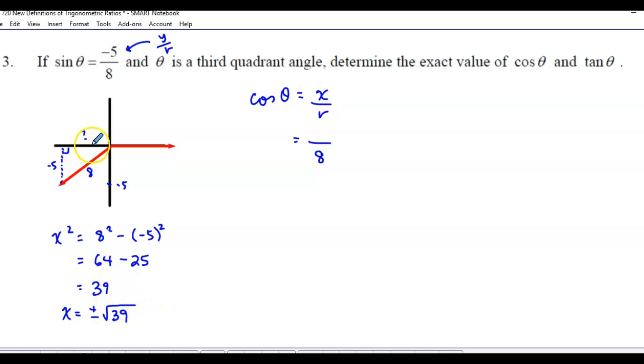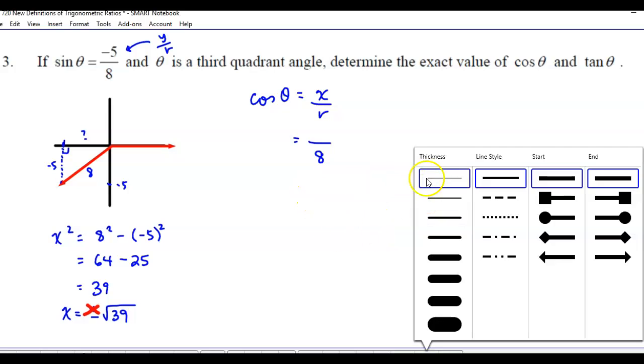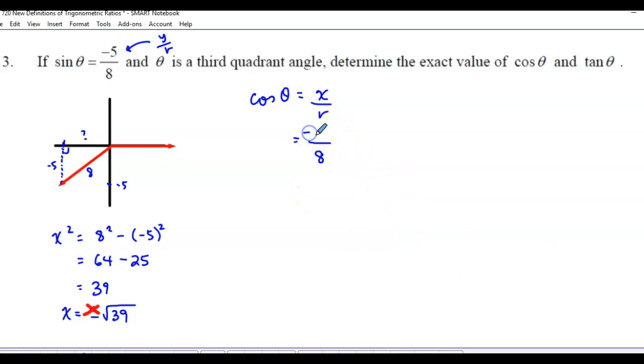Now, this x is actually, we don't really care about the length, we care about the location. Okay, this x value here. So it needs to be negative. So we're going to basically cross out the positive. Okay, so it's negative root 39. Can't simplify root 39. So we just fill it in, negative root 39.